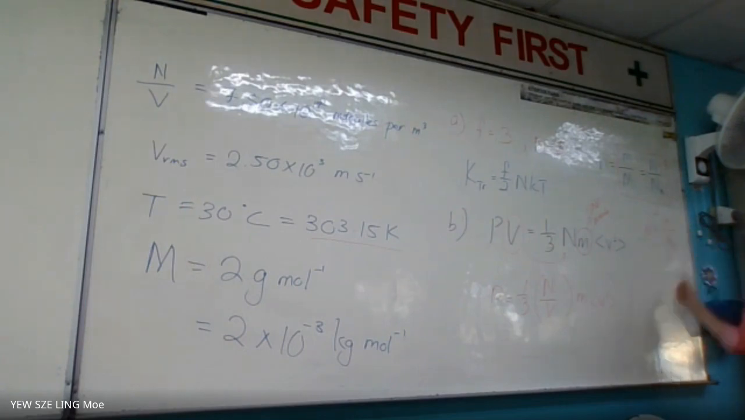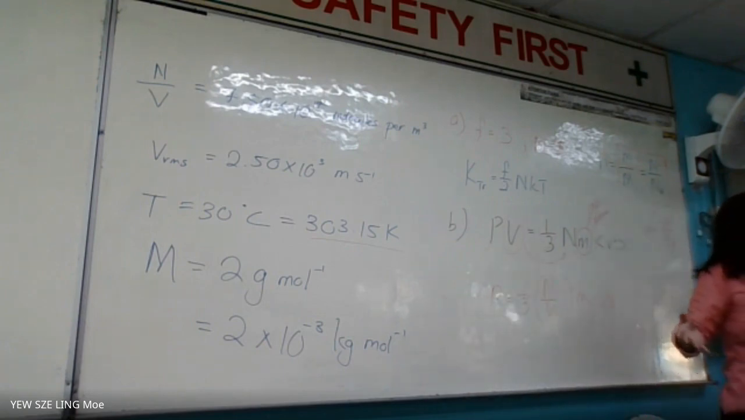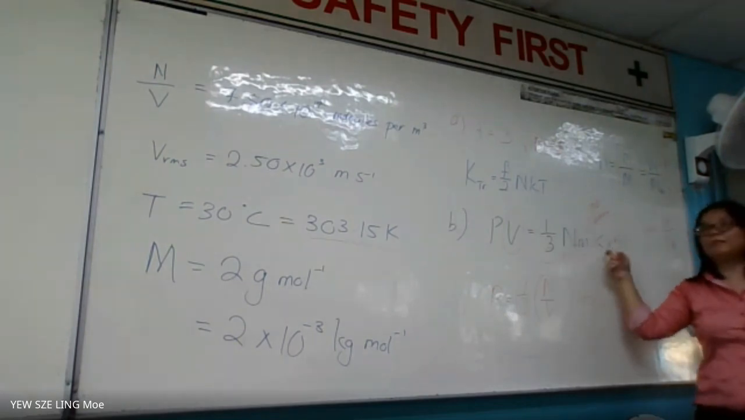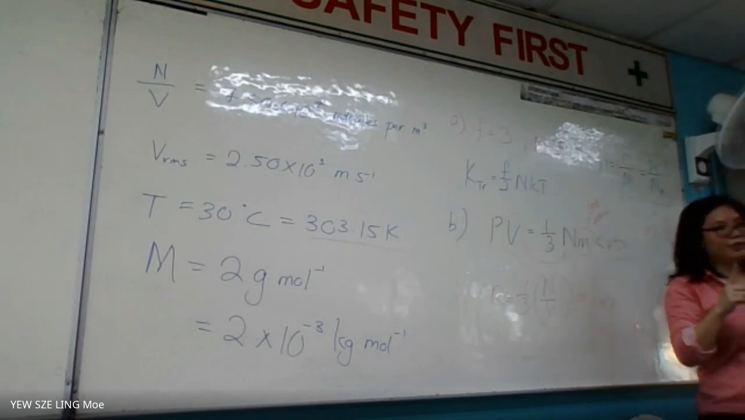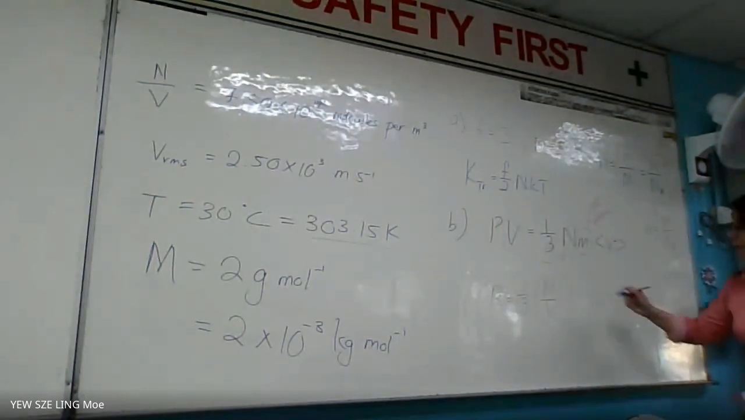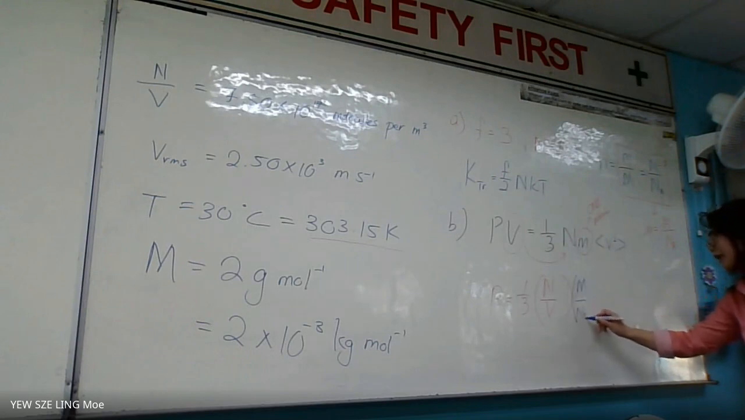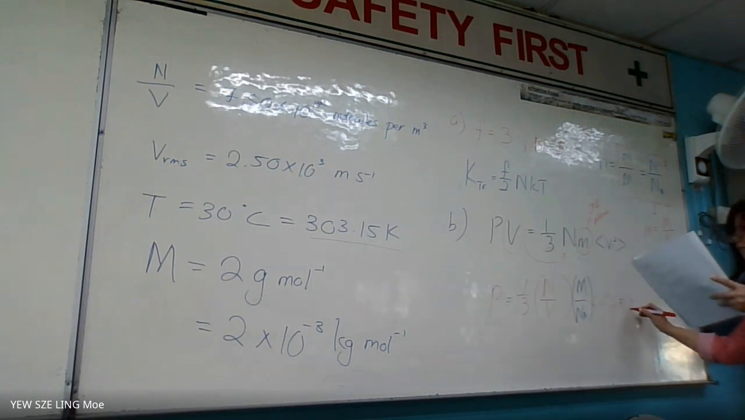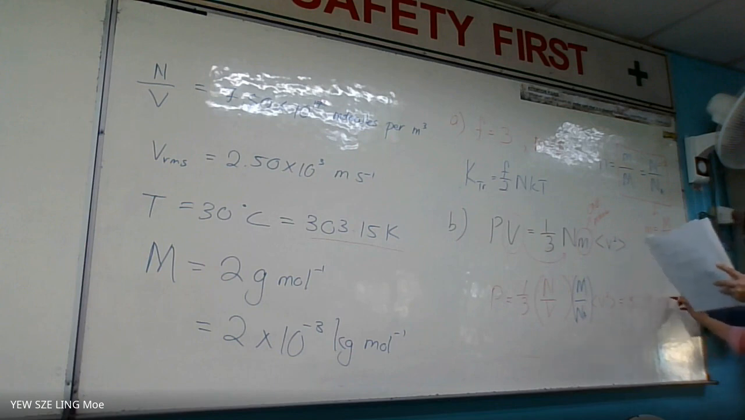Why? Because I have the molar mass right here, and the number of Avogadro is just a constant. The n here is equal to 1 because according to the question, this mass is the mass for just one molecule. So this m, I'm going to replace with molar mass divided by the number of Avogadro. Then you can obtain the value of the pressure, which is equal to 5.19 times 10 to the power of negative 3 Pascal.